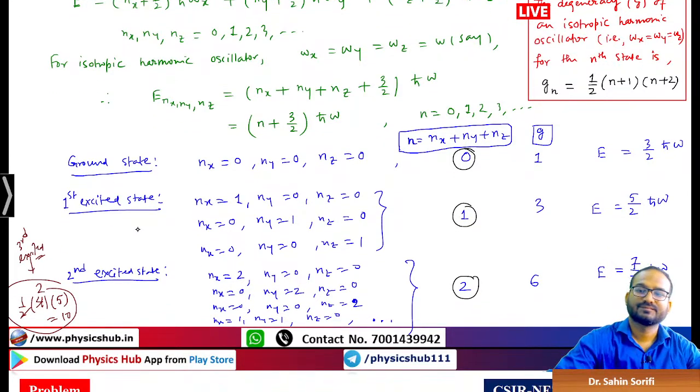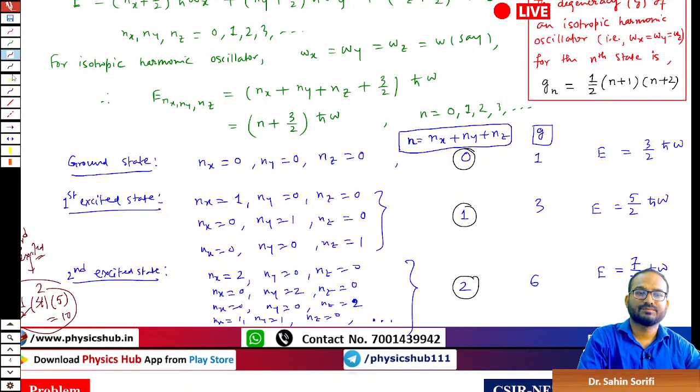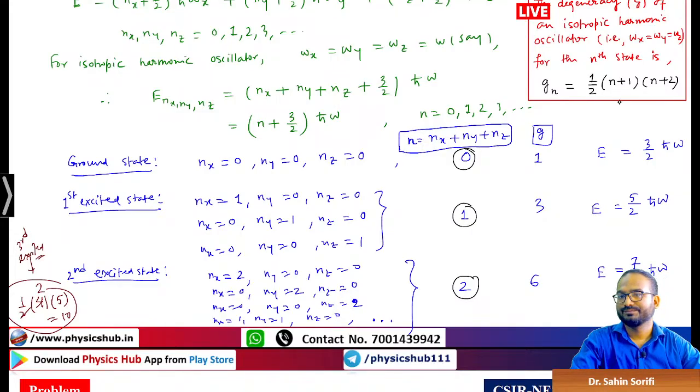Is it clear? Remember, sometimes you people get confused about what value of n should be taken. You don't consider it like a particle in a box. Here n equals 0 corresponds to the ground state. Remember this. It may be that in the examination it asks for the degeneracy of the second excited state, and you get too excited and put n equals 3.